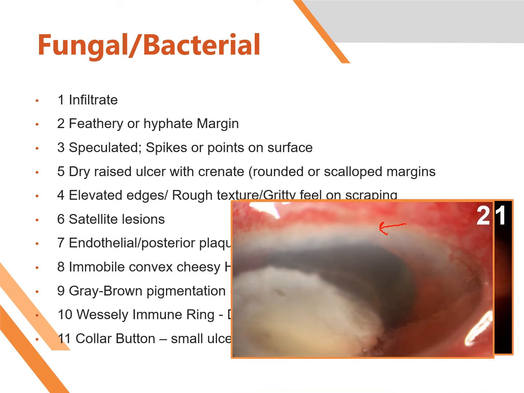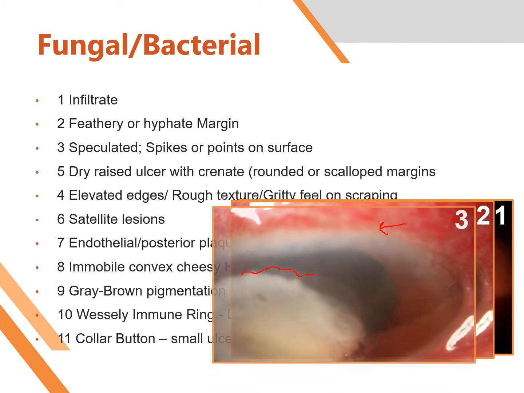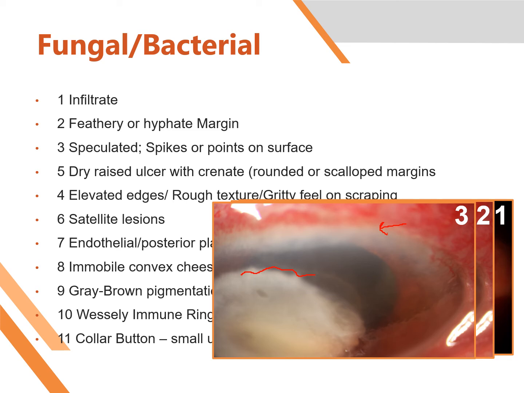Feathery margins. Feathery margins are like irregular margins. You can also call them hyphate margins. So the hyphate or feathery margins are more likely to be in fungal keratitis. Then is the speculated, which means spikes or points on the surface. Look at the ulcer here. There are spiky points here. So these spiky points on the surface are more likely to be in fungal keratitis.